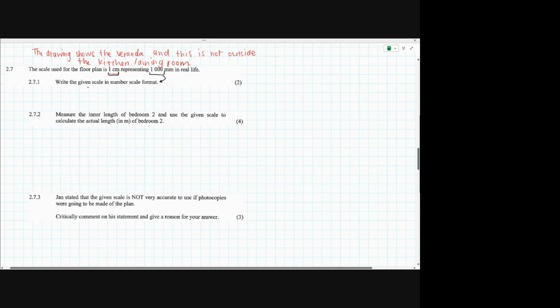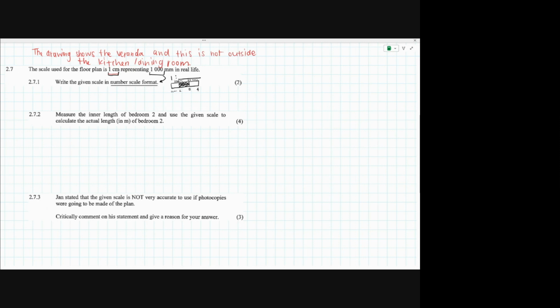So it says, write the given scale in number scale format. Remember, you've got two types of scale. You've got number scale, where it's 1 is to some value, and then you have your bar scale. So your bar scale is generally like 1 centimeter, 2 centimeters, 3, 4, and that represents, I don't know, 250 meters, 500 meters, etc. And you would measure your bar, and then once you had a measurement on your map, you could say, okay, every bar that I measured represents this many meters, kilometers, whatever, and we can go from there.